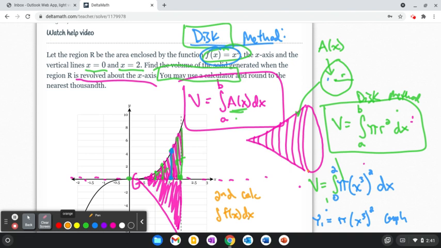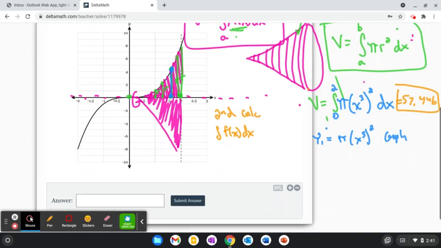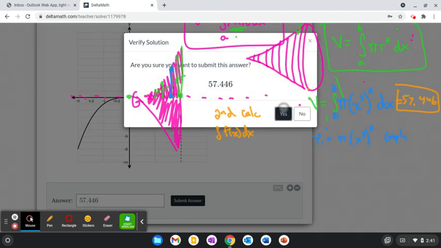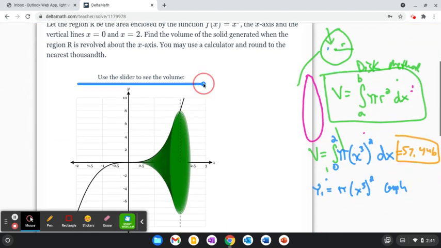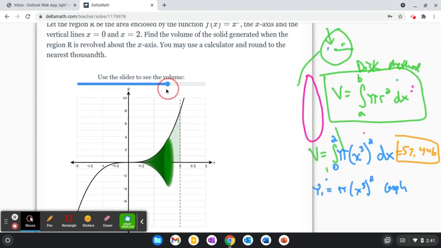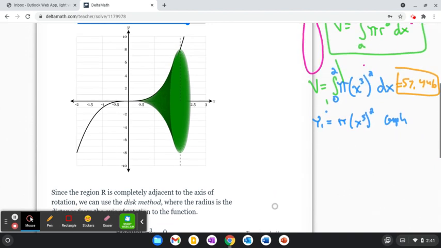We get a volume of, it says round to the nearest thousandth, so 57.446. So that's all there is to it. 57.446. Boom. I think this graphic they show you is kind of neat too. If you slide this, you can see how the volume accumulates, and you can see those disks as they grow. It's kind of neat, and your three-dimensional object there as well.